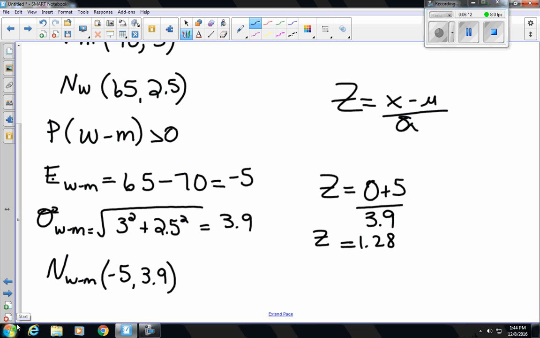Okay. How do you find probability with the normal distribution? Normal CDF. All right, my lower limit, 1.28. My upper limit can just be like 999. And you should get 0.10, which is answer choice B.